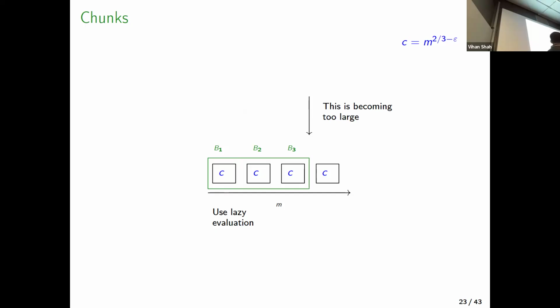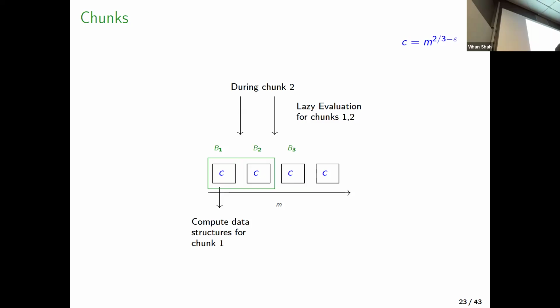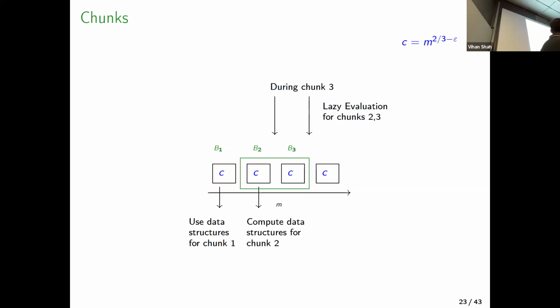So in parallel, we're going to do something. When chunk 2 is being inserted, you answer queries for chunks 1 and 2 using lazy evaluation. But in parallel, I'm going to compute some data structures for chunk 1. And now you can probably see where we're going to use fast matrix multiplication, right? When I'm computing these data structures, I have the whole chunk with me, so now I can maybe do things faster.